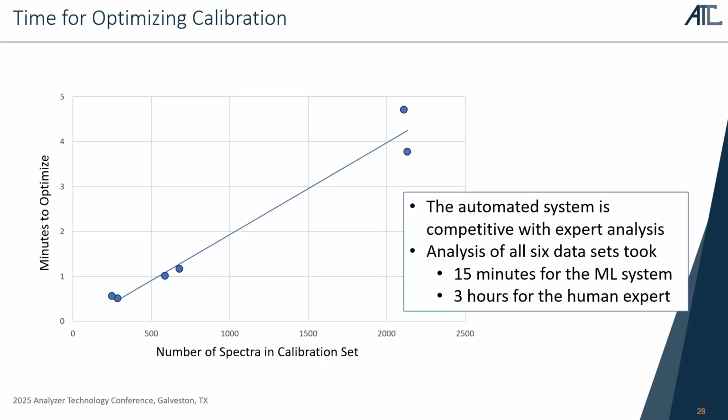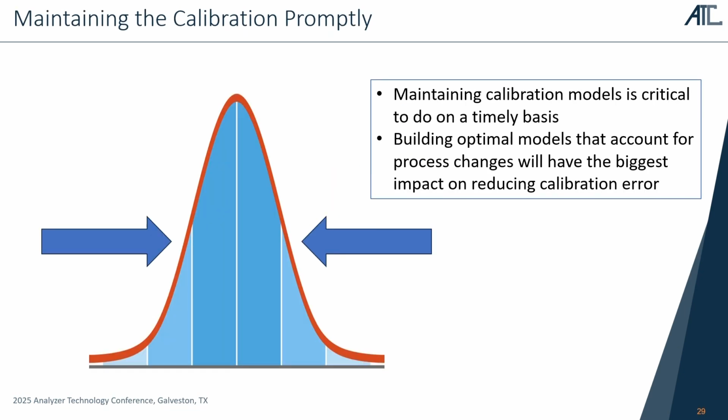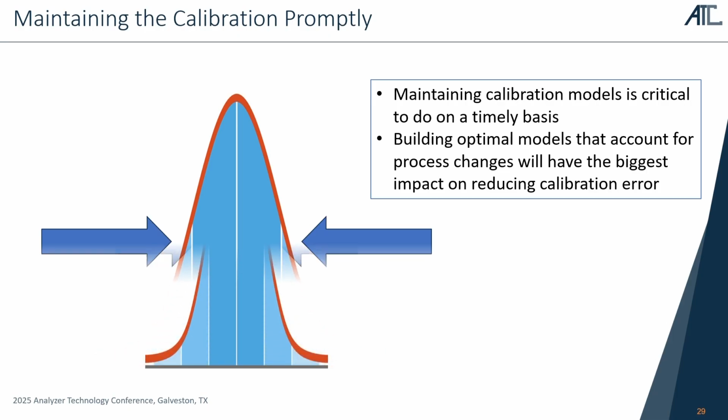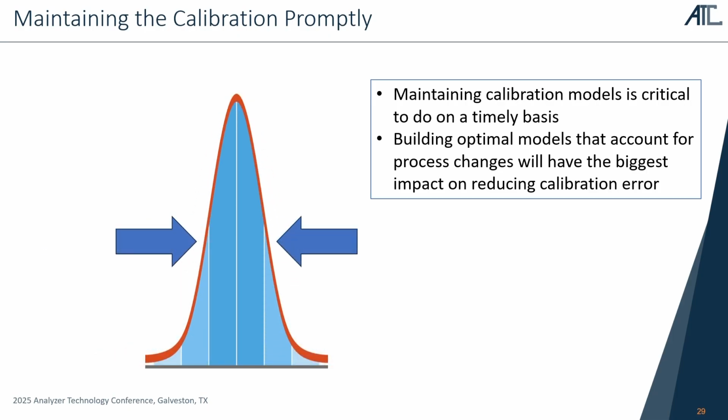And it's faster. So if you have, say, 700 samples in your data set, it takes a little over a minute to do the optimization. So there's almost no reason not to. So now what we see is maintaining the calibration models. That's critical to do. And what we can do is now shrink our error bars. So now we've got the best error that we can have there.